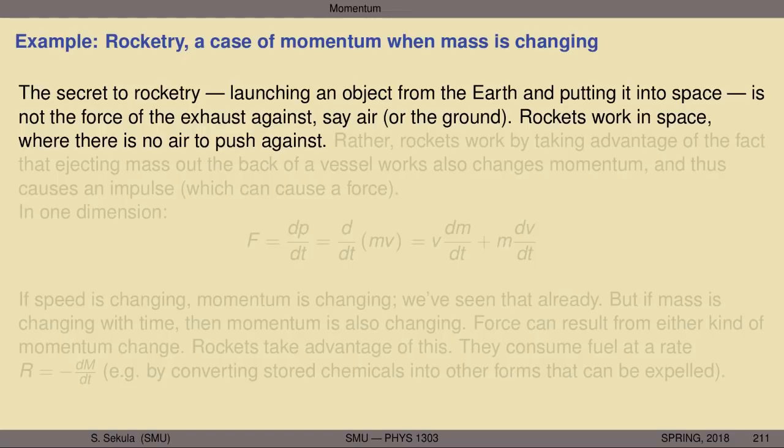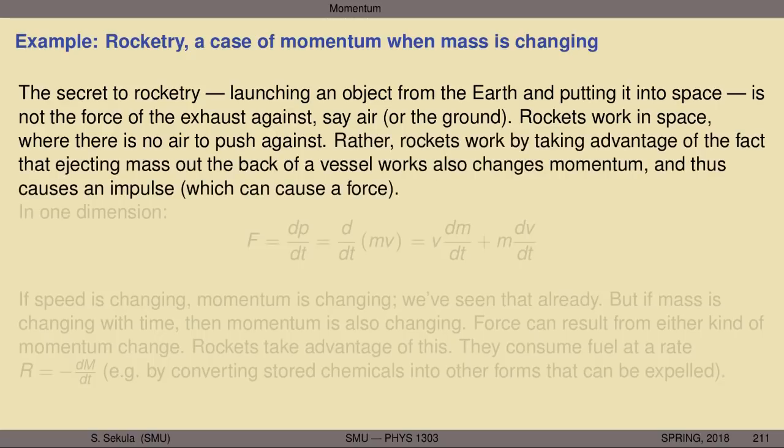I mean, after all, rockets continue to accelerate even long after their exhaust plume isn't touching the ground anymore. And it's not because that exhaust plume is pushing on the air. Rockets work just as well in space. Rockets are used to reposition things in space all the time. There's no air, so it's not pushing against anything. So how do rockets work?